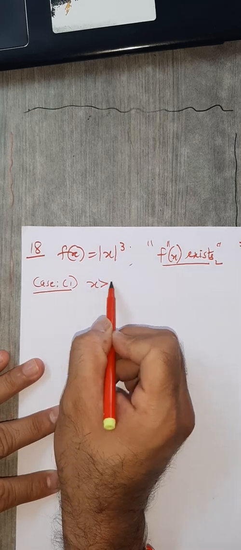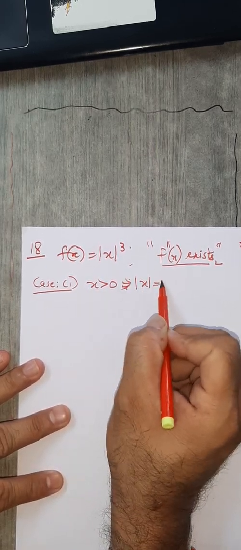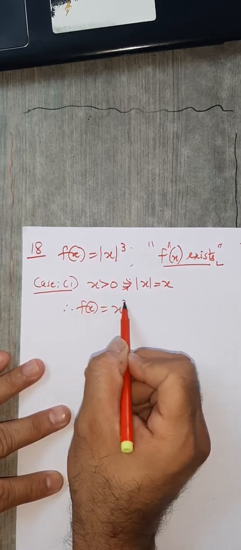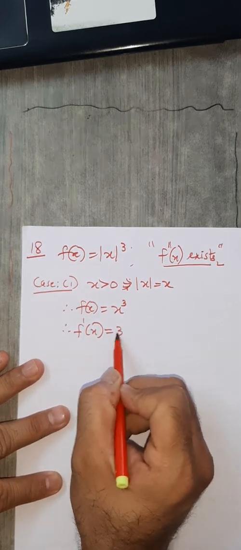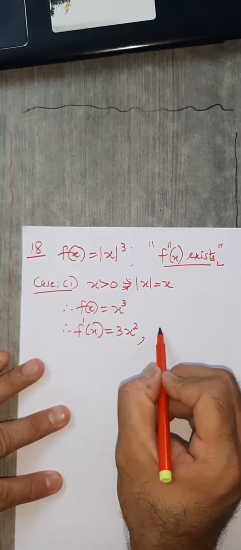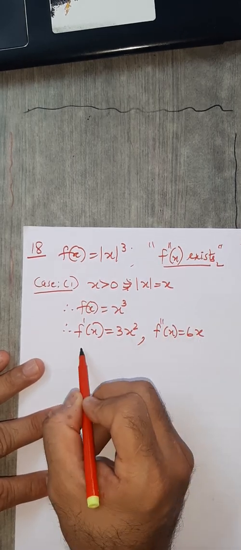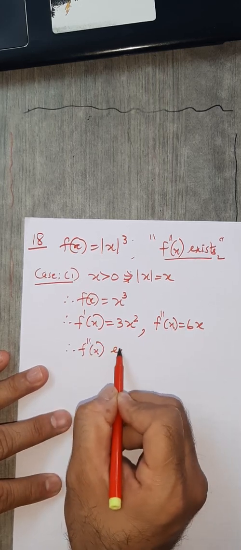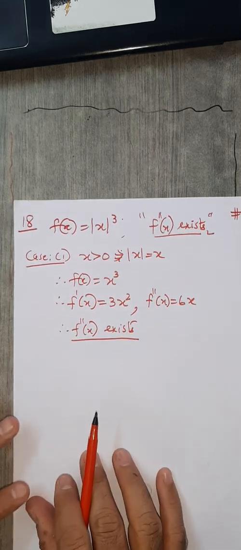Case number 1, x greater than 0. You know modulus x becomes x. So therefore here f(x) equals x cube. And therefore you can find f dash x, this is a standard polynomial function, 3x squared, f double dash x is 6x. So here in this case you can say that f double dash x exists if x is greater than 0.